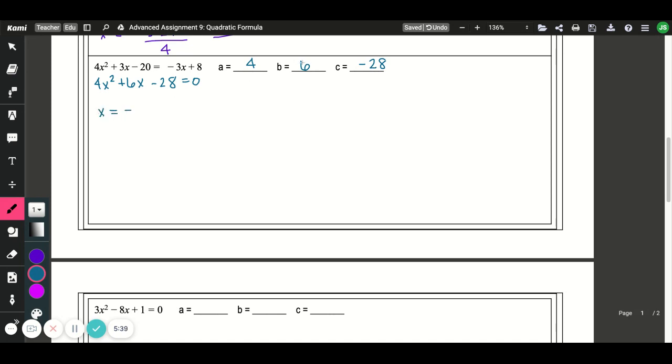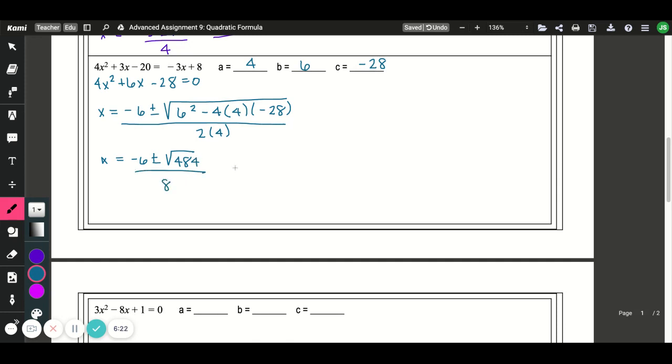X equals negative B plus and minus the square root of B squared minus 4 times A, which is 4, times C, which is negative 28. All of that all the way back to the equal sign over 2 times A. All of this inside the radical is 484. Square root of 484 is 22. So I get negative 6 plus and minus 22 over 8.